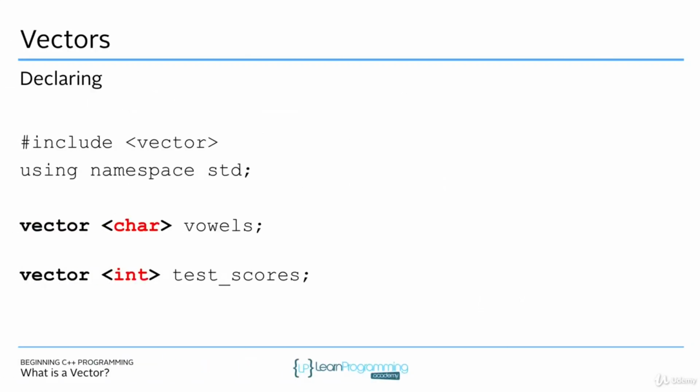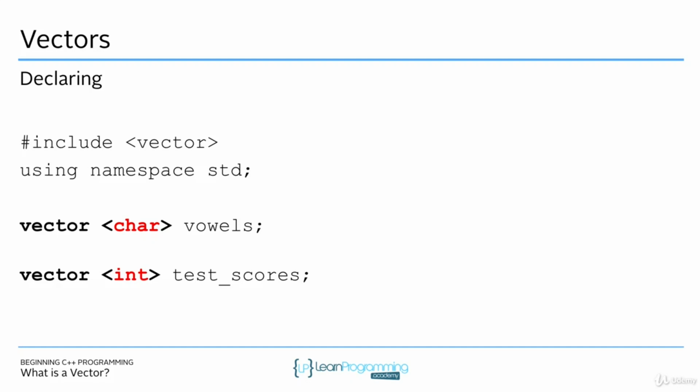There are several ways to declare a vector. The syntax for declaring a vector changes slightly from that of declaring an array because vectors are objects. First, we must include the vector library. Also, the vector type is part of the standard library, so we must either use the namespace or use std and the scope resolution operator. We can create a vector of any type we want, just like we did with arrays.